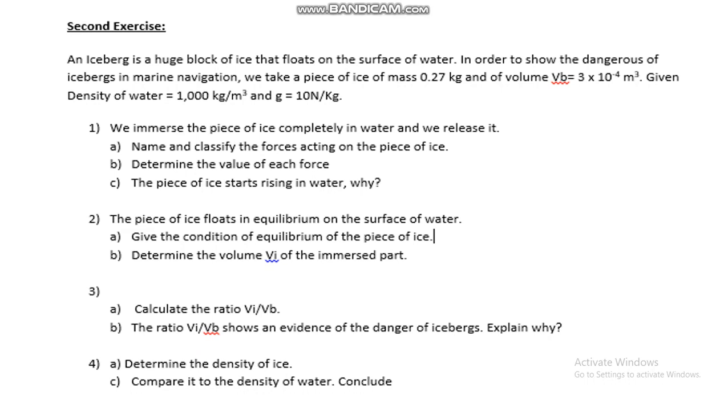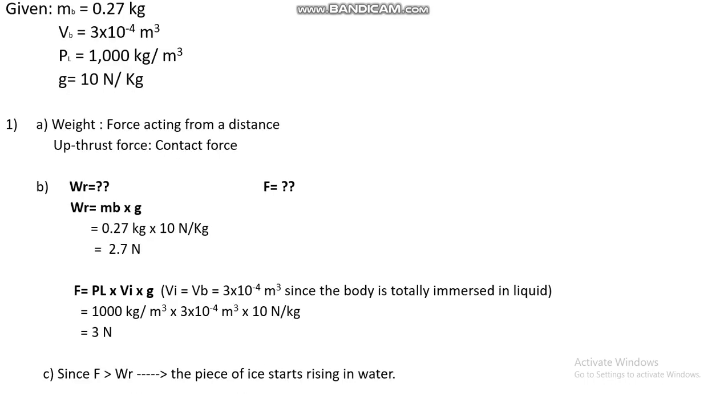When we solve a physics exercise, we have to read the exercise carefully and pick out the given. An iceberg is a huge block of ice that floats on the surface of water. In order to show the dangers of icebergs in marine navigation, we take a piece of ice of mass 0.27 kilograms and of volume 3 times 10 to the power minus 4 meter cube. Given the density of water equals 1000 kilogram per meter cube and gravity equals 10 Newton per kilogram. So we picked out the given.